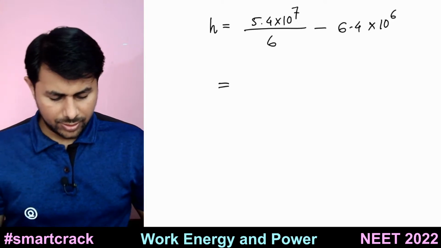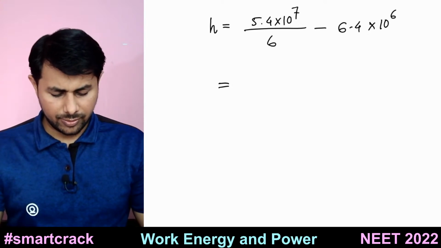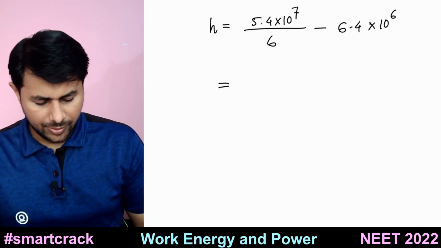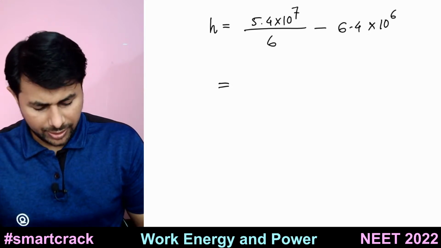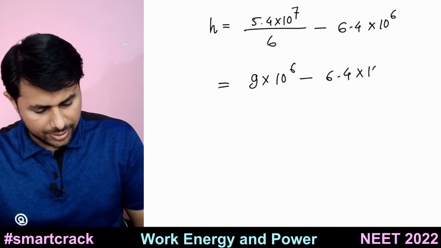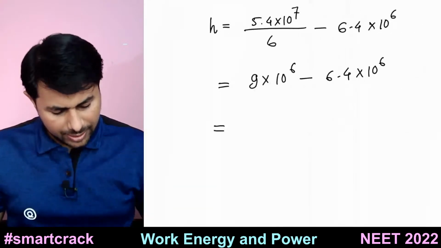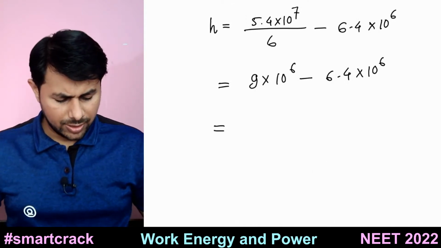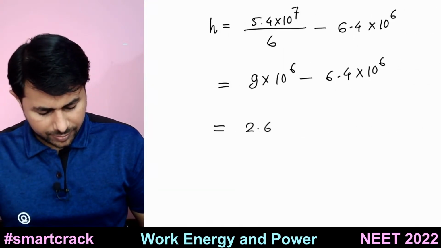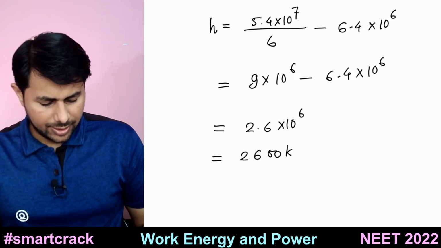So this is equal to 5.4 divided by 6, which is how much? 6 nines are 54, so this will be 0.9. 0.9 into 10 raised to 7 is 9 into 10 raised to 6, minus 6.4 into 10 raised to 6. If we do the subtraction, 9 minus 6.4 is how much? It will be 2.6. So 2.6 into 10 raised to 6, or 2600 kilometers.